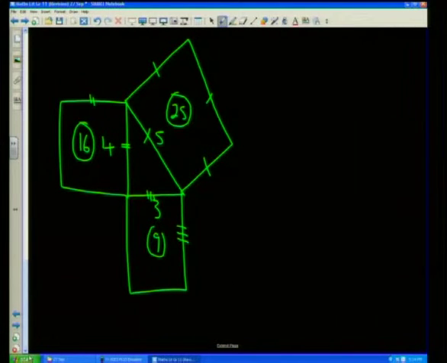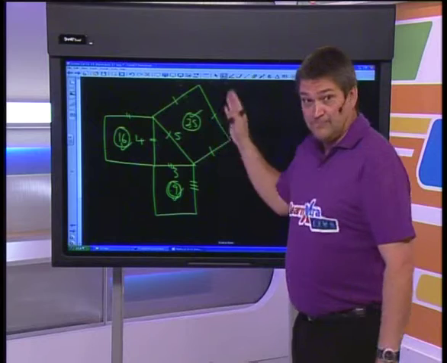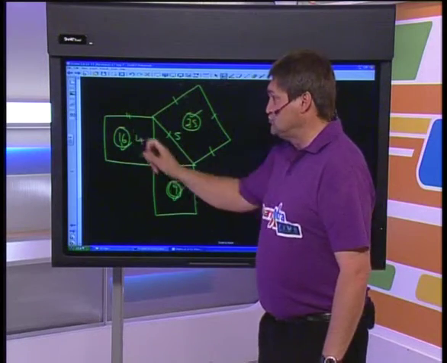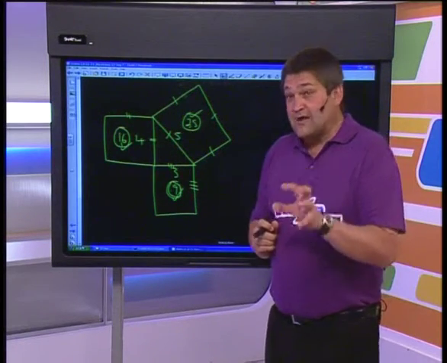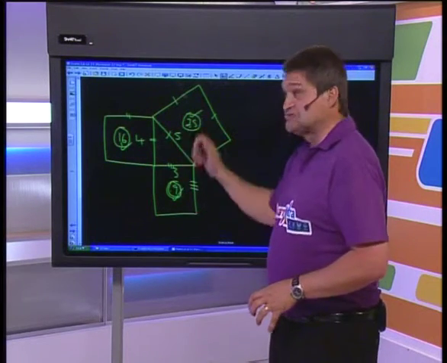Now, look at this. What is 16 plus 9? It gives me 25. What is 25 minus 9? It's going to give me 16. What is 25 minus 16? It's going to give me 9. So that's why when I'm trying to find a big area, I add the two short ones. When I'm trying to find a short little area, I take the long side squared minus the short side squared.